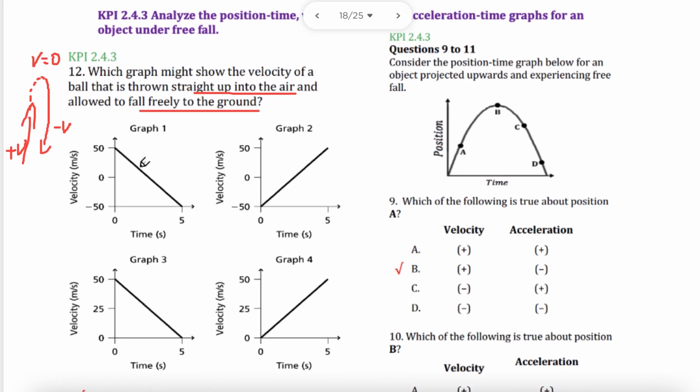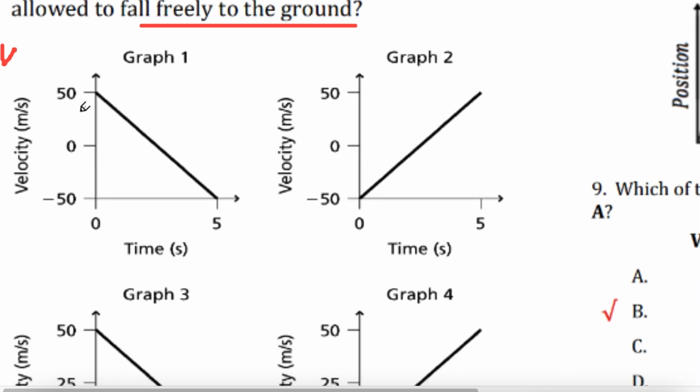These are velocity graphs. Let's look at the first one over here. This is going from 50, that's positive 50, and it's slowing down because there's 0. It reaches 0 and now it's negative, look, minus, and it's getting faster in the minus. Actually, this happens to be the correct answer.